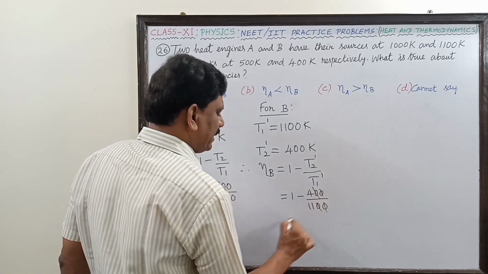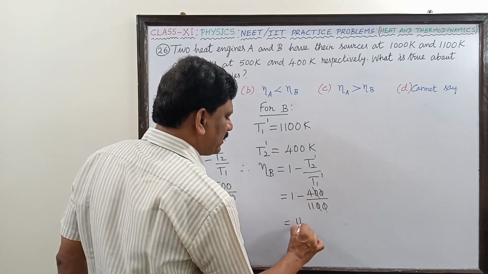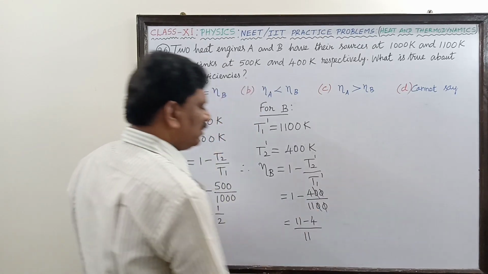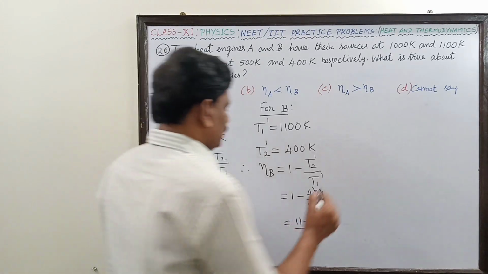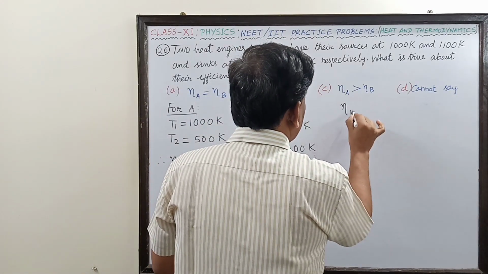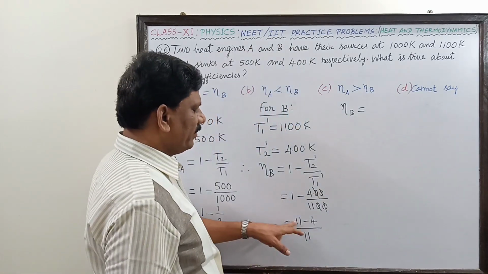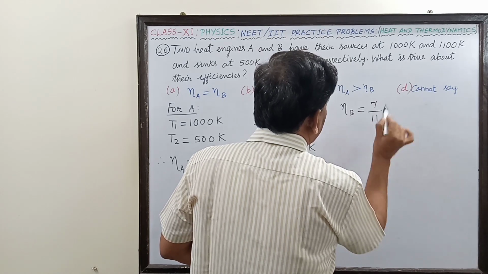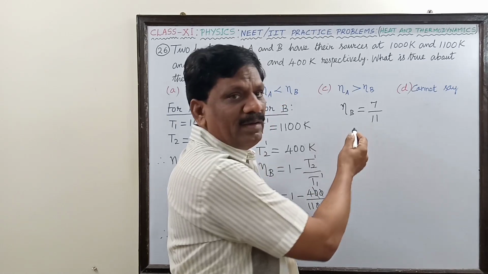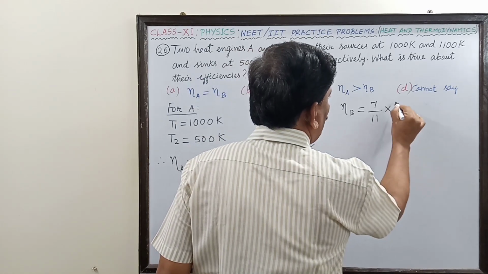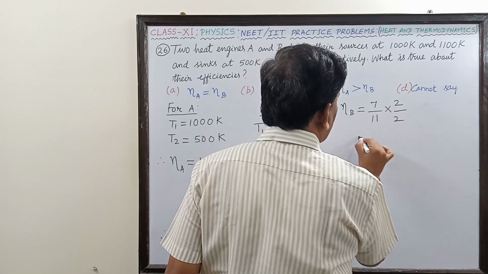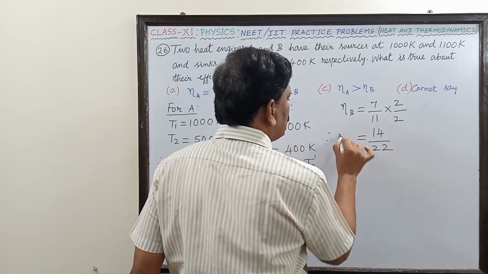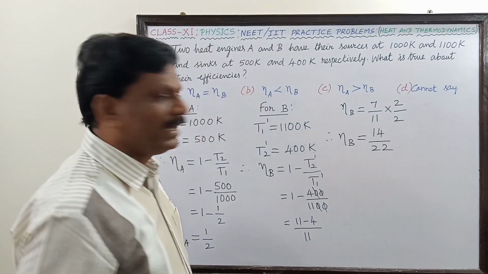So these two zeros get cancelled. If you take LCM, 11 minus 4 divided by 11. So eta B is now equal to 11 minus 4 is 7, so this is 7 divided by 11. So this I will multiply by 2 on both sides, so that this is now equal to 7 2s are 14 divided by 11 2s are 22. Therefore eta B is equal to 14 by 22.